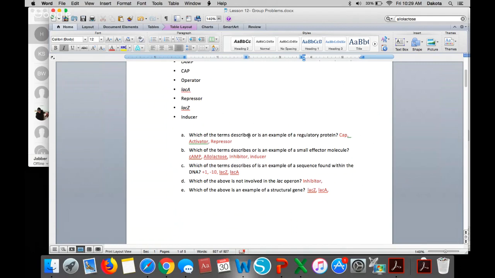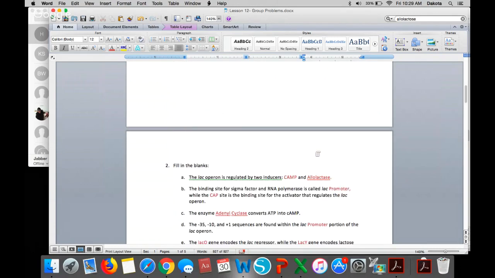Which of the above is not involved in the lac operon? That's your inhibitor. Which of the above is an example of a structural gene? That's lacZ and lacA.